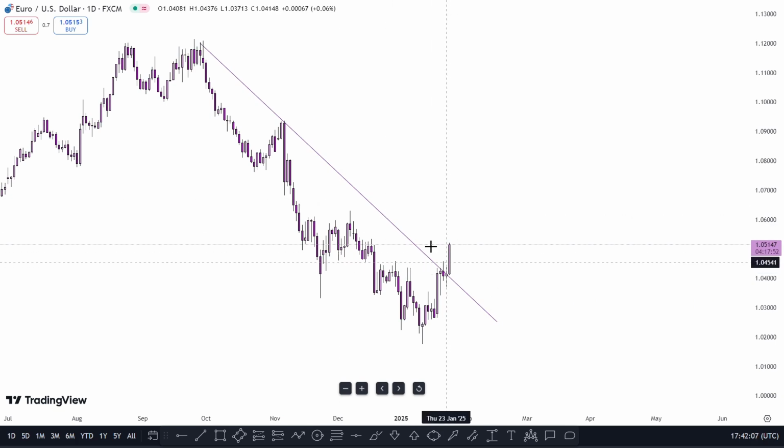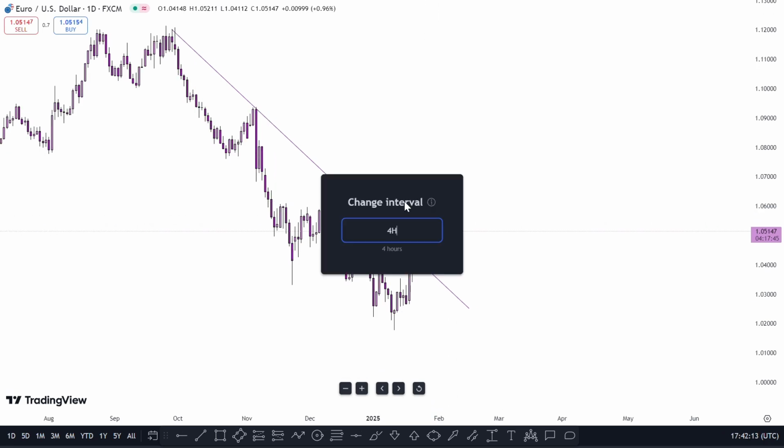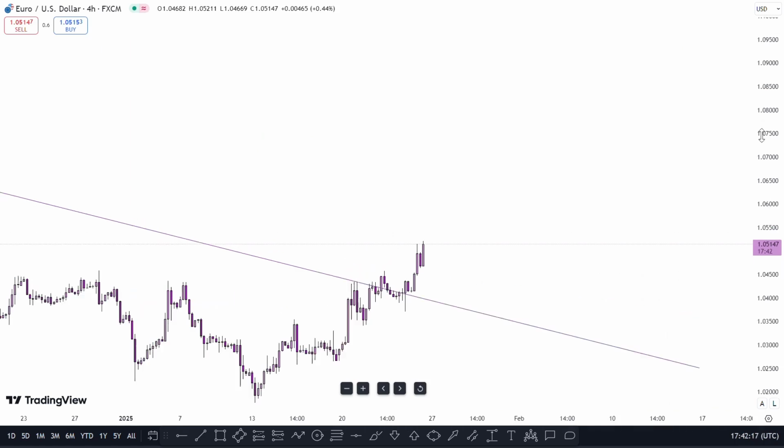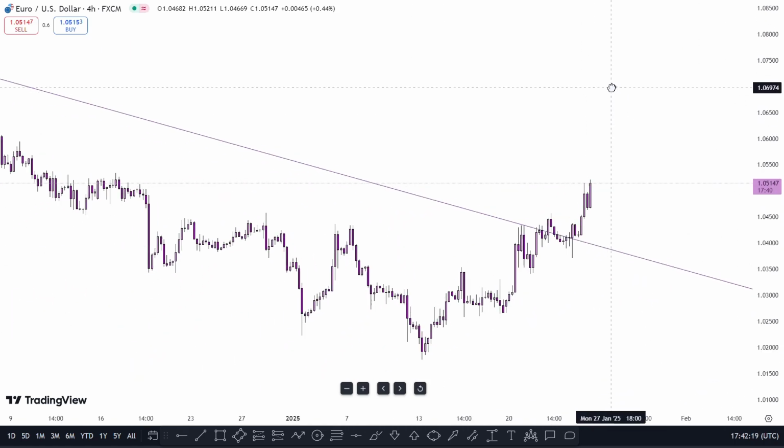After drawing the daily line and seeing where the market was trending before this breakout, what you want to do now is head over to the 4-hour time frame. After the 4-hour time frame, you scale down to 1 hour and then 15 minutes for your entry.